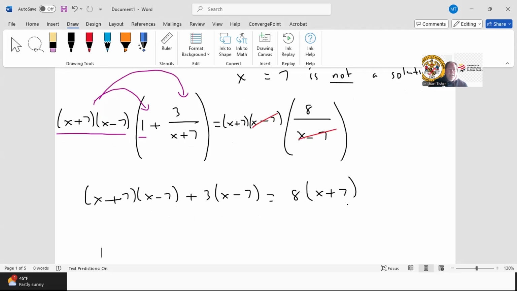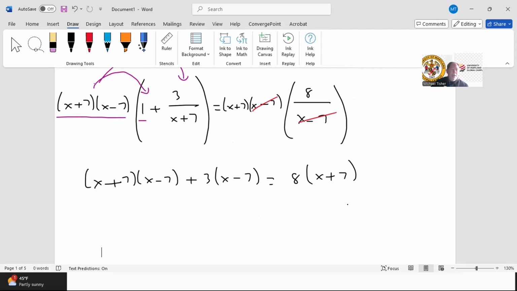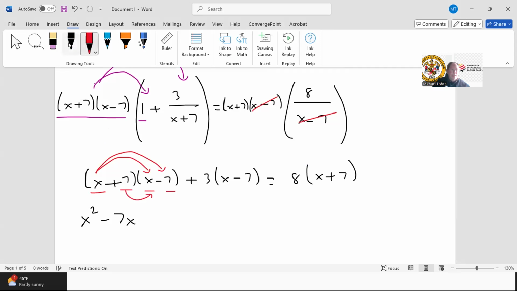Now that we got that out of the way, let's get rid of the parentheses here by multiplying all the way through. All right, so here we have x plus 7 in parentheses times x minus 7 in parentheses. So we have x times x is x squared. X times this negative 7 is negative 7x. Seven times this x is plus 7x. And 7 times negative 7 is negative 49.